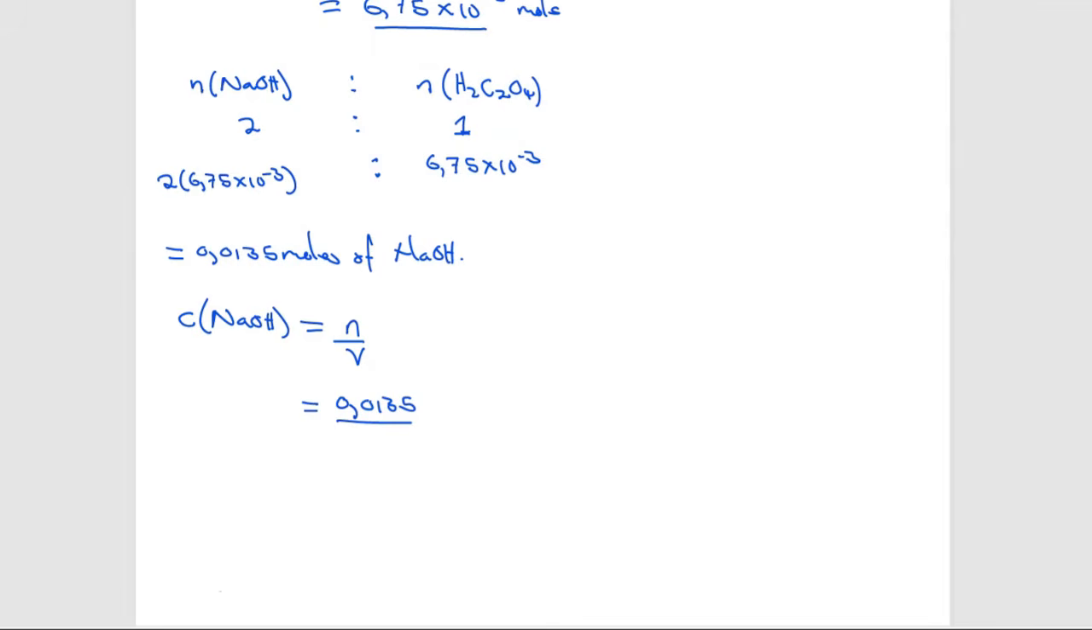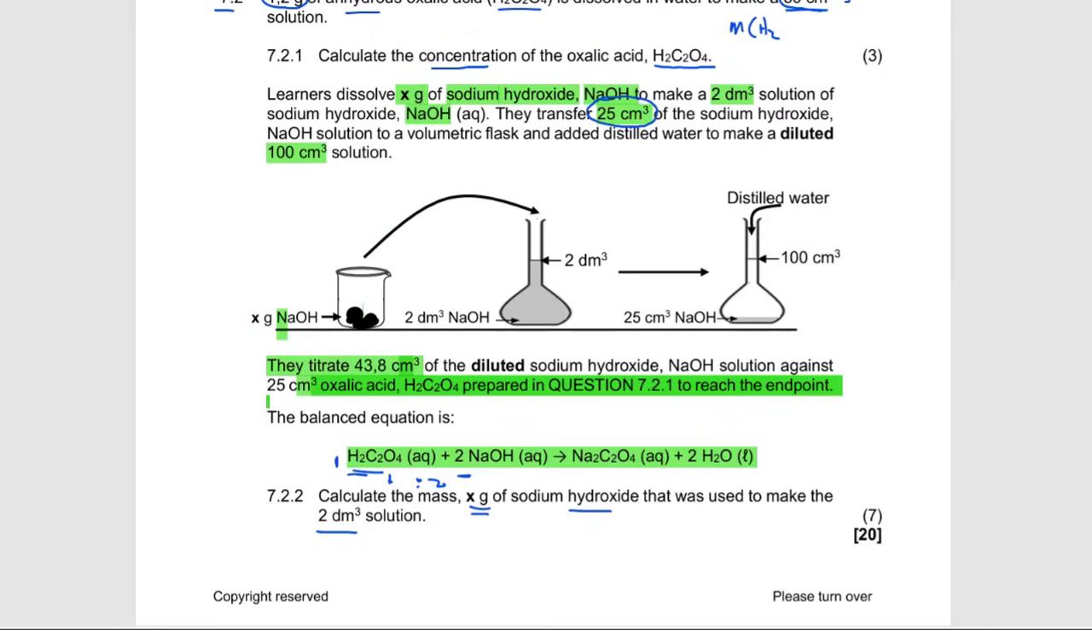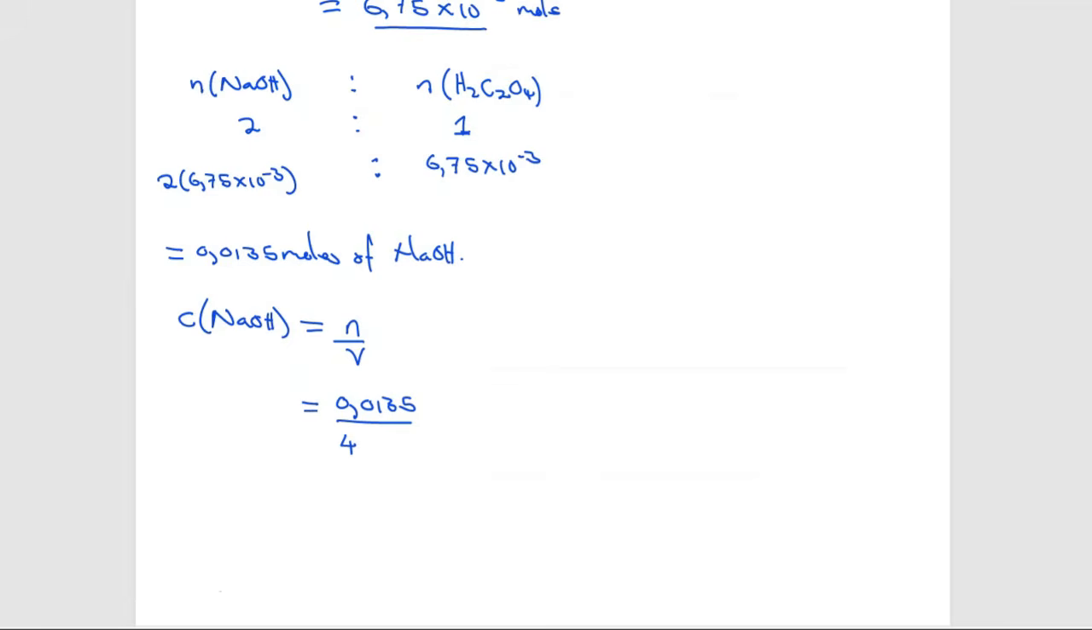So for the original volume, we're given a volume of what? They titrated 43.8 cubic centimeters of this, right? So I'm going to say all over 43.8 multiplied by 10 negative 3, right? So if I do the math, let me just quickly do this: 0.0135 divided by 43.8 times 10 exponent negative 3. According to my calculations, I'm getting a value of what?